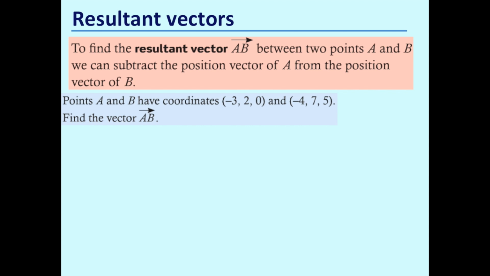Points A and B have been given the coordinates (-3, 2, 0) and (-4, 7, 5). And we're asked to find the resultant vector of AB. So let's try and use this result to have a go at finding the resultant vector.